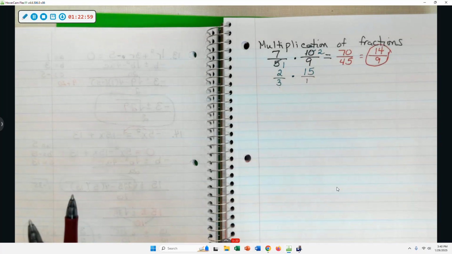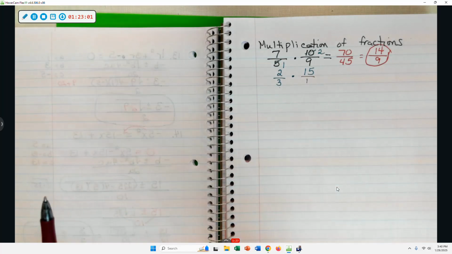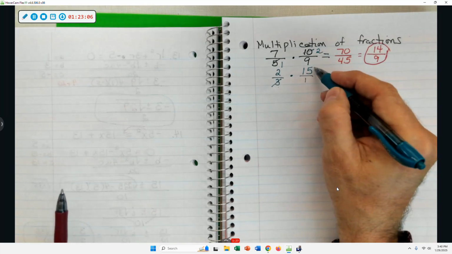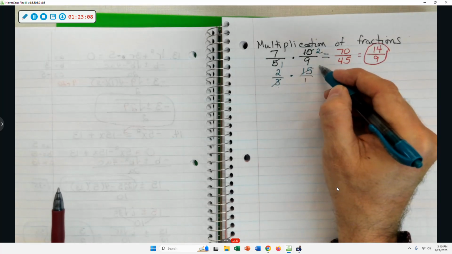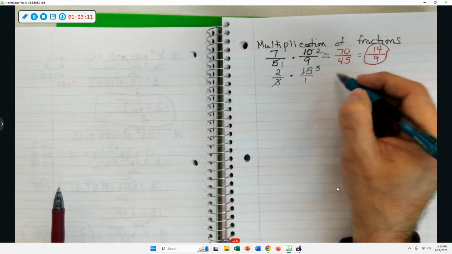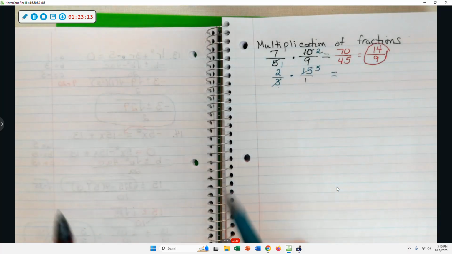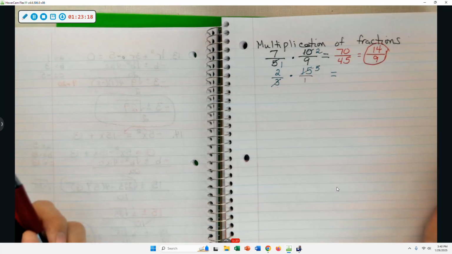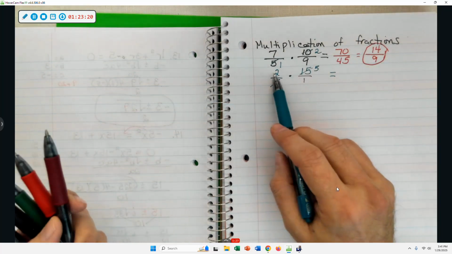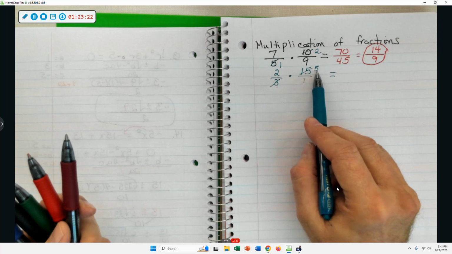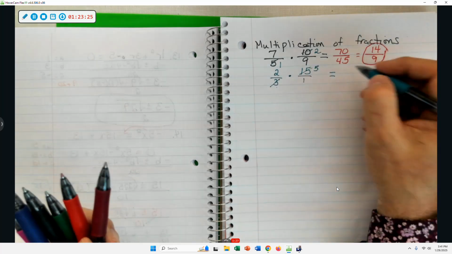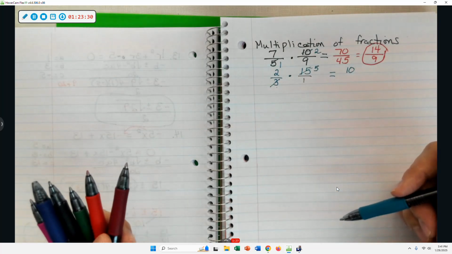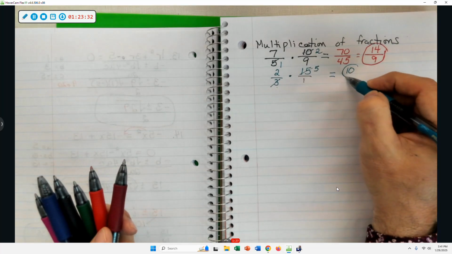Okay, y'all tell us, what can he cancel? The 3. Okay, he can cancel the 3. 3 goes into 15. What number am I going to put right here? 5. And is my answer going to be just an integer or a fraction? What's my final answer going to look like? Is he going to have a denominator in his answer? We have a 10 over 1. Over 1, so we don't need a denominator, it's just an integer.